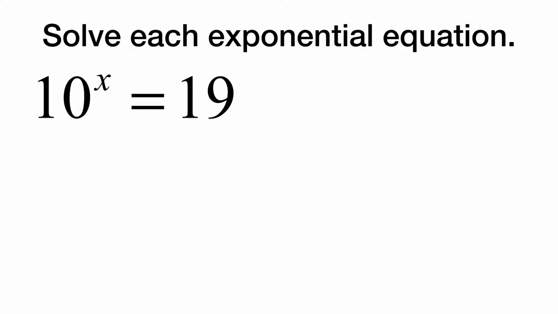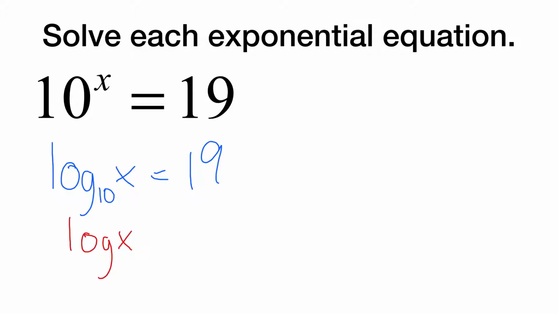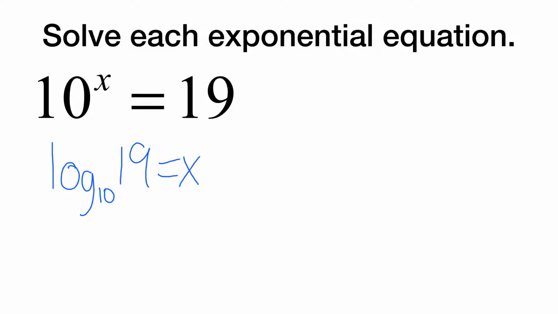Okay, so now let's try this one. It says 10 to the x equals 19. So what I would do in this case is start out by writing log base 10 of x equals 19. But, I rewrote this in the wrong way. Why did none of you tell me somehow over the internet before I recorded this? Very disappointed in all of my students. So log base 10 of 19 equals x.